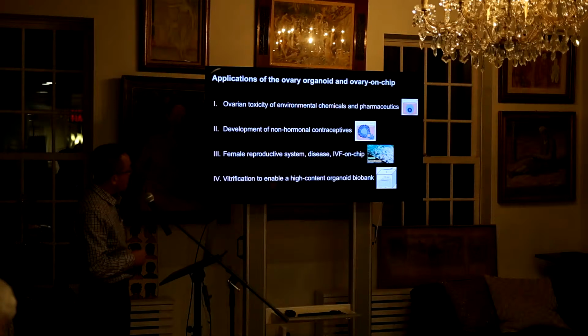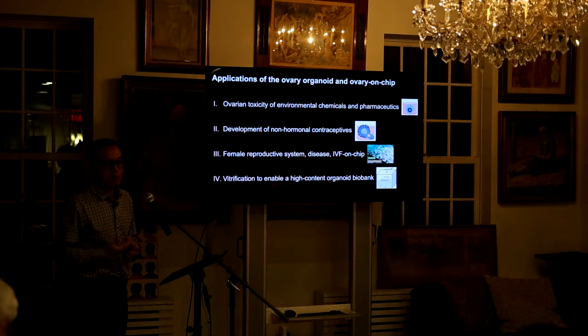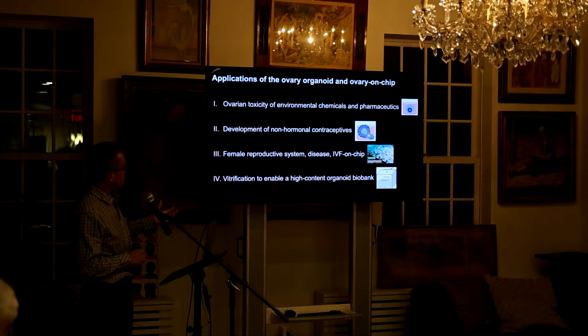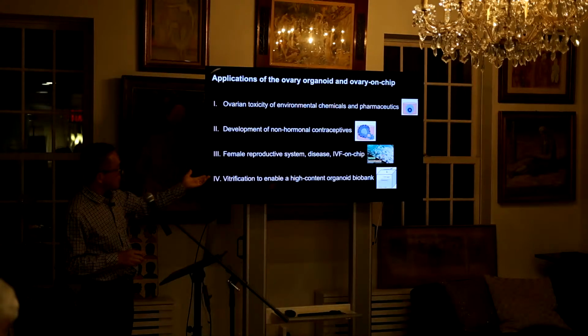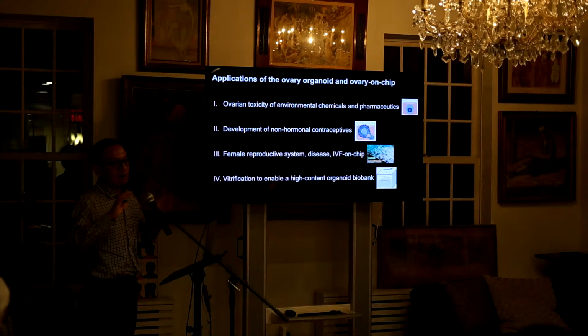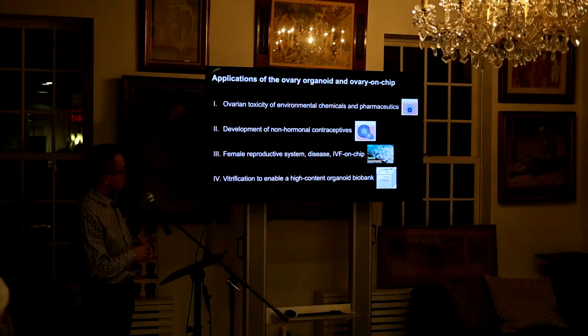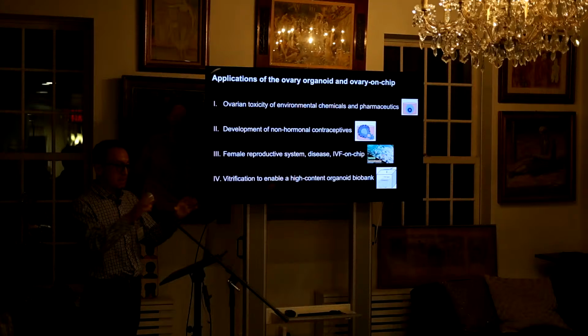And as I mentioned, the Bill and Melinda Gates Foundation also funded us to do non-hormonal contraception. We also study female reproductive system disease. And our long-term goal is to try to make an IVF on a chip, and then see whether we can use it for patients. We also work on vitrification methods. Everyone knows vitrification, especially embryologists.